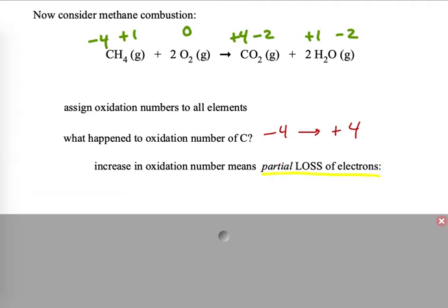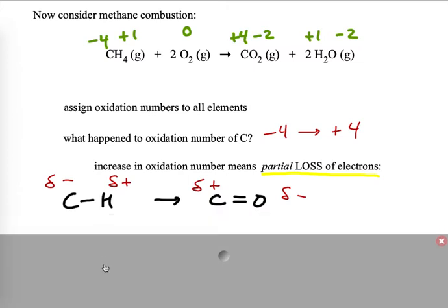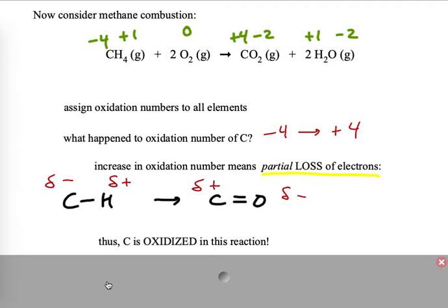Now you may ask yourself, how is this possible? How does going from CH4 to CO2 correspond to a partial loss of electrons? Well, if I look at the carbon-hydrogen bond in methane and the carbon-oxygen bond in carbon dioxide, I will see that in methane, hydrogen has a partial positive charge and carbon has a partial negative charge, because carbon is slightly more electronegative than hydrogen. But in carbon dioxide, oxygen has a partial negative charge and carbon has a partial positive charge. So in this reaction, the partial charge on the carbon atom is going from negative to positive, corresponding to a partial loss of electrons. Therefore, we say carbon has been oxidized in this reaction.